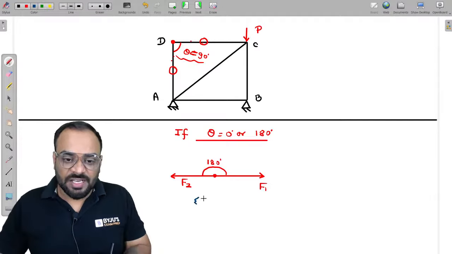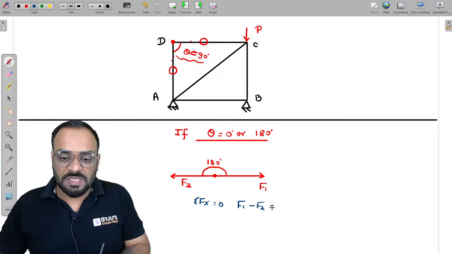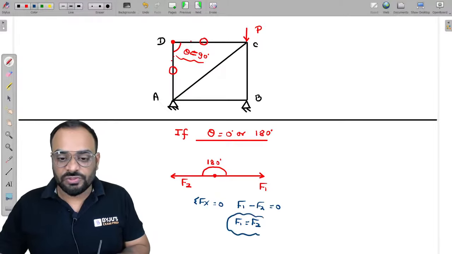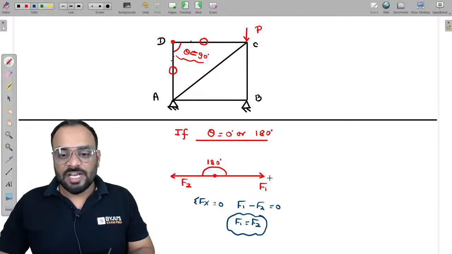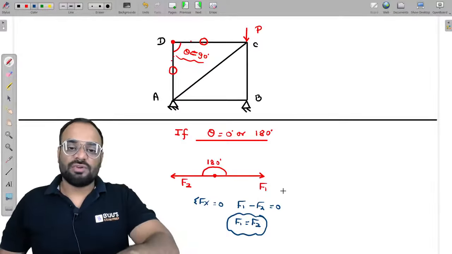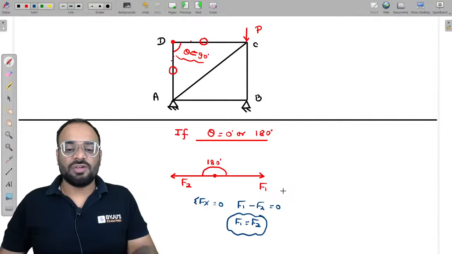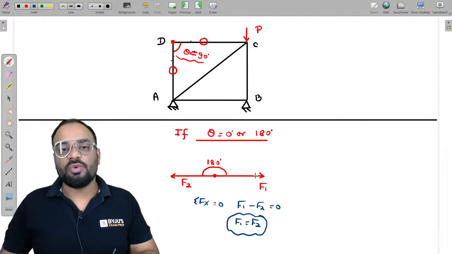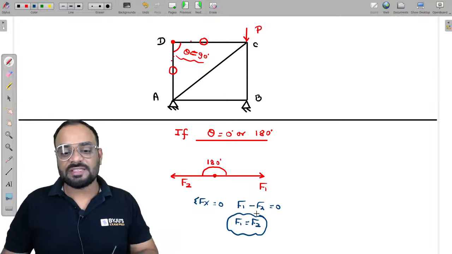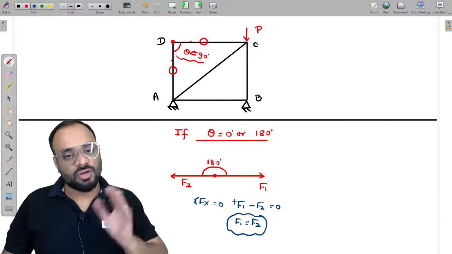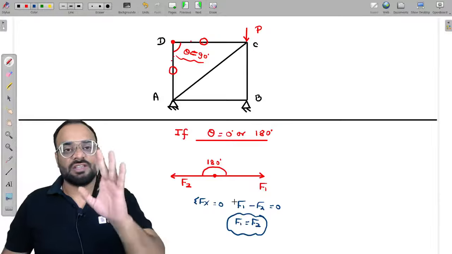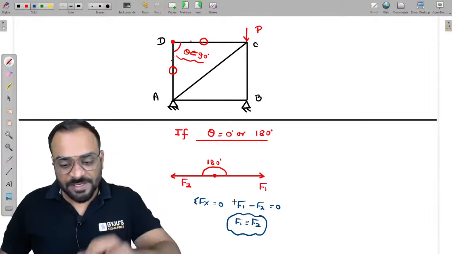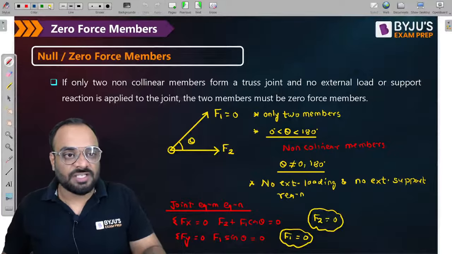Okay, so if I write here, guys, summation Fx is equal to 0, that means F1 minus F2 is equal to 0. So whatever force you have in F1, the same force is present in F2 also, right? Now it may be possible that F1 can be 0, then F2 will also be 0. It may be possible F1 cannot be 0, so F2 is also not 0, right? But it will depend upon the other joint from where you will get the value of F1 and F2. Then only we can justify whether these members are zero force or not. Otherwise, you have to ignore such a condition in the truss. Clear? So I hope all of you are able to understand the first condition which we have discussed.